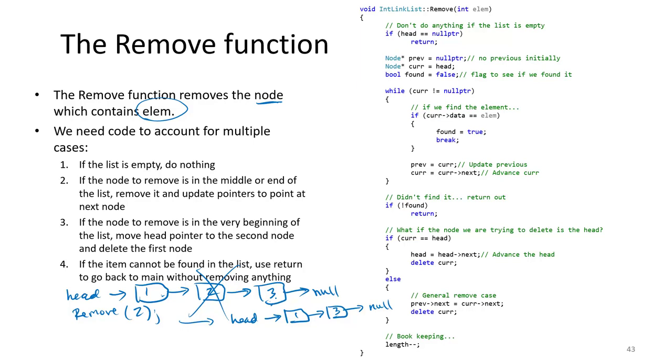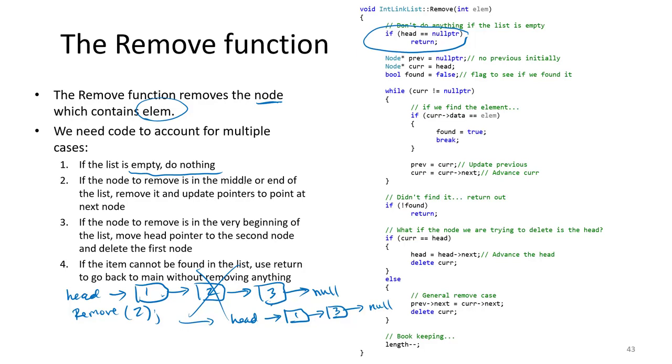So notice that depending on what argument is present in the remove function, we could potentially have multiple cases. If the list is empty, we want to do nothing. So if head points to null, we just return because there's nothing to remove. We don't want to create a runtime error, so we always want to check immediately to make sure our list is not empty.